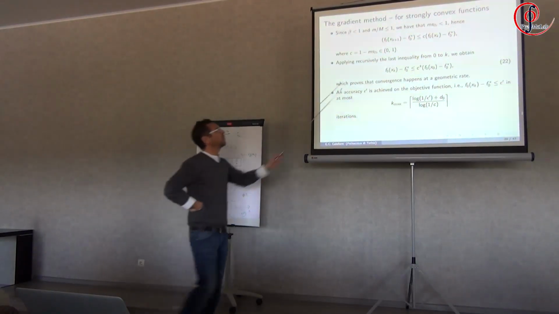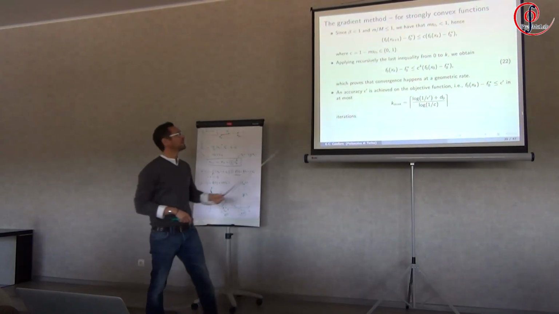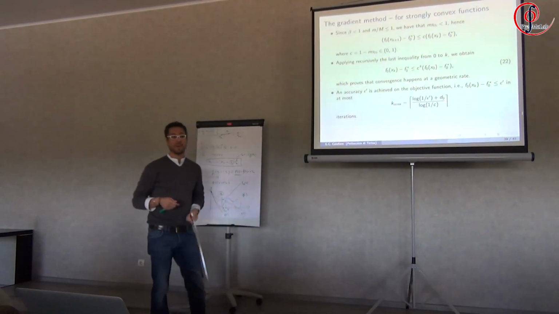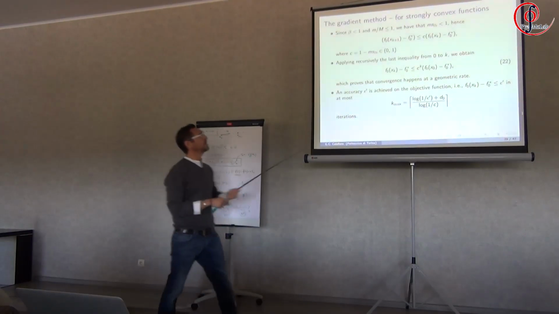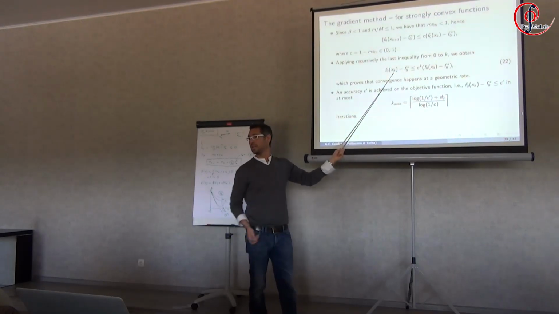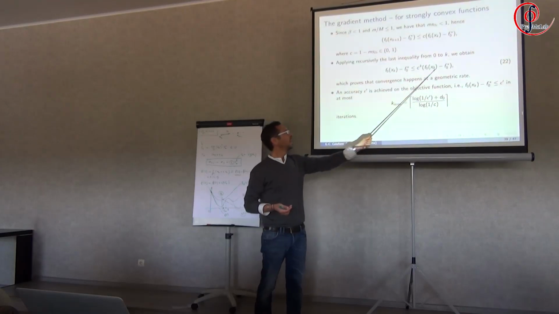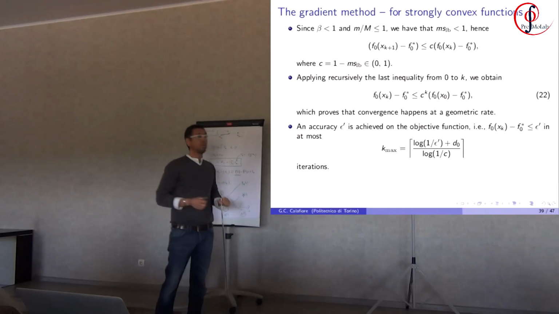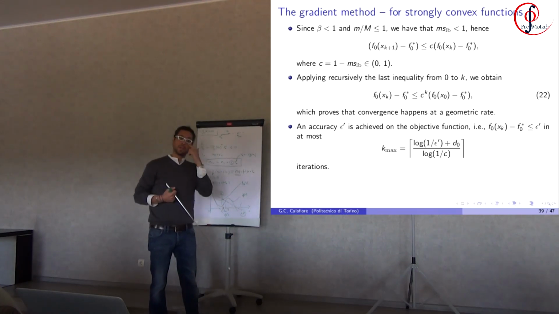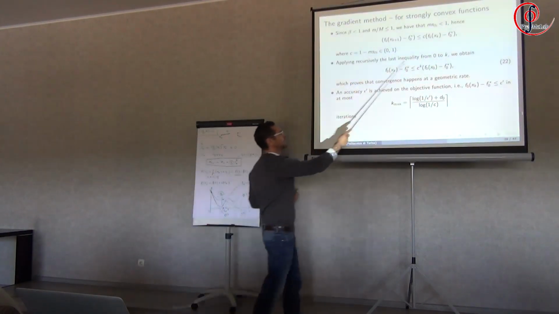Since it is smaller than 1, it's like we have a discrete time dynamical system with a stable matrix, if you like. This is just a number. So if we apply this inequality recursively, what we get is that the optimality gap at any iteration k is smaller than or equal to c to the power k times the initial gap. So the interesting thing is that the convergence happens at an exponential, or better, a geometric rate. So convergence now happens at geometric rate.